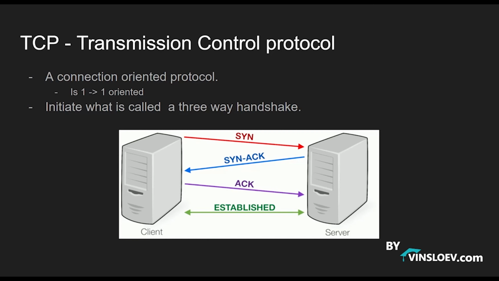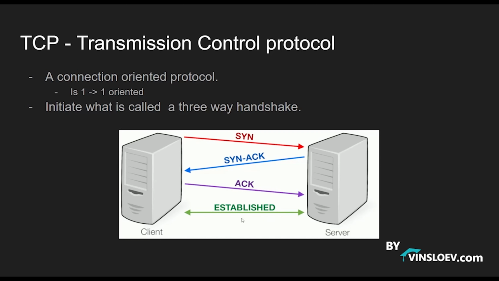So TCP is initiating what is called a three-way handshake, and that is illustrated in the picture right here. For example, if we have a client that wants to talk to a server, the first thing that the client is going to do is send a message to the server. Then this server is acknowledging that message, saying, I received your message, do you receive mine? Then the client says, as the last part of this three-way handshake, yes, I received it, and now the connection is established.